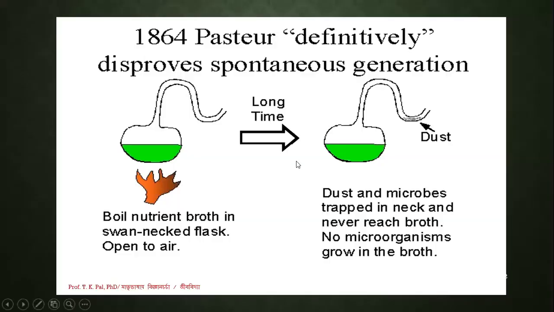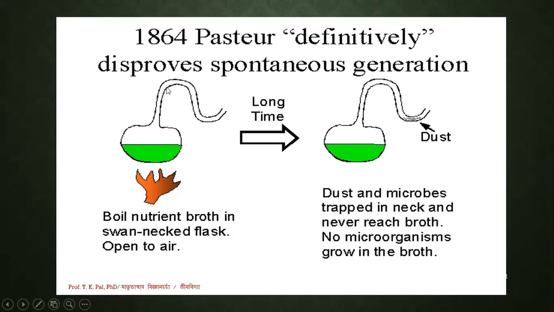One more beautiful experiment is the swan neck experiment by Pasteur. Here a broth medium is boiled, and this neck is a swan neck. It is the covered one. So dust or other microbes cannot enter this way because this is a bent part. Normally it is quite difficult. The liquid present here is okay, so no growth of organisms is found in the broth.